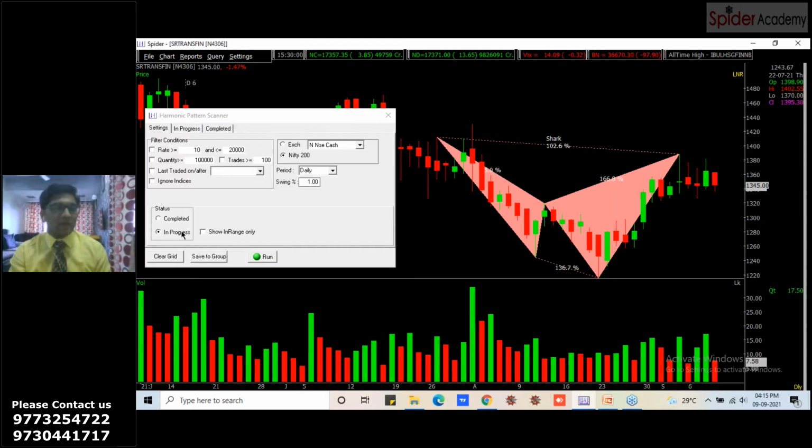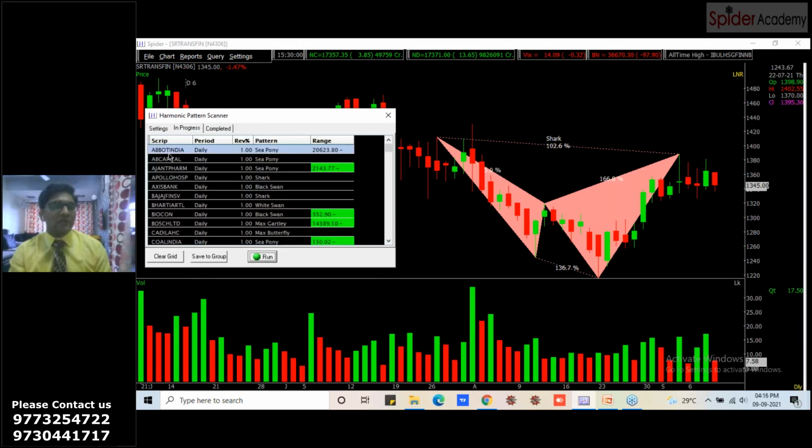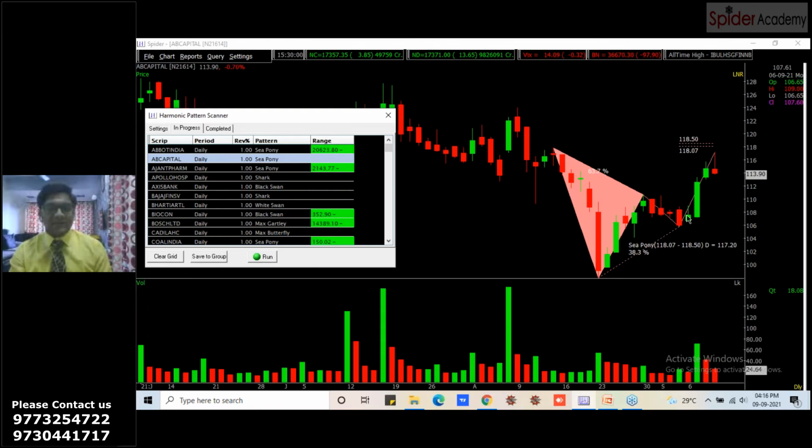Right now I click on In Progress and then I click on Run. As I click on Run, we can see we got multiple examples over here. Right now I click on AB Capital. Here, as I said, the C point has been completed, and it is showing me the projection where we can have a D point over here. So this is the projection for AB Capital, 118.07 and 118.50 is the projection level where it can complete this bearish harmonic pattern, and from there we can have a strong reversal.